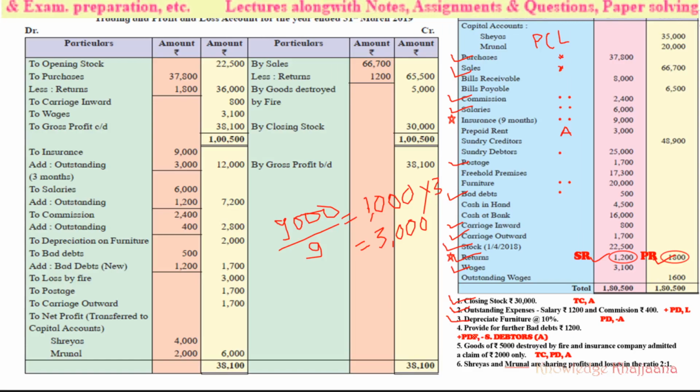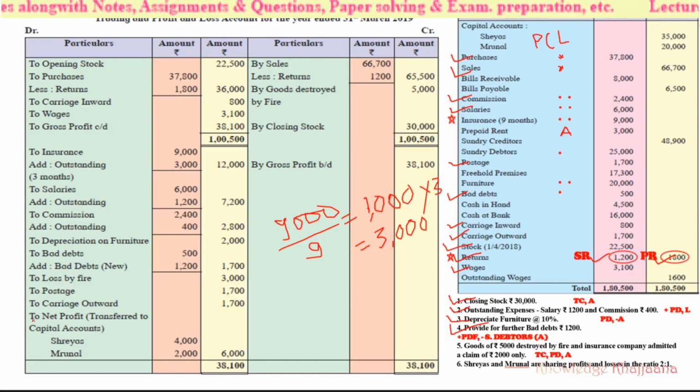So we'll add to the profit and loss account debit side at the formula. Bad debts, further bad debts means new bad debts rupees 1,200. Goods of rupees 5,000 destroyed by fire. An insurance company admitted a claim of rupees 2,000 only. So for 5,000 we have to record to the trading account credit side, by goods destroyed by fire rupees 5,000, and the loss of rupees 3,000 we have to record to the profit and loss account debit side.